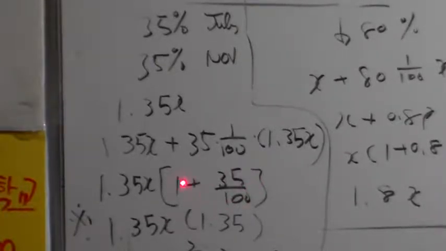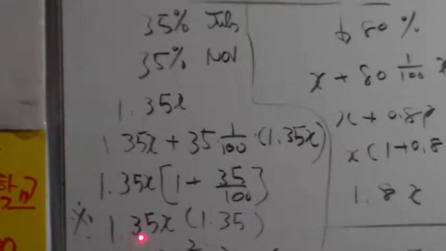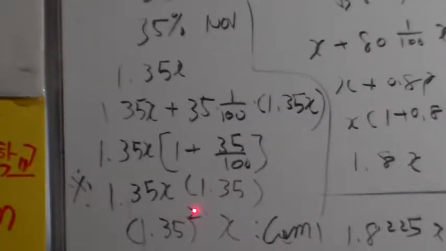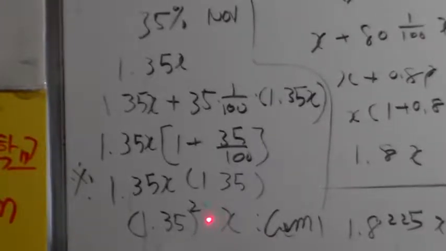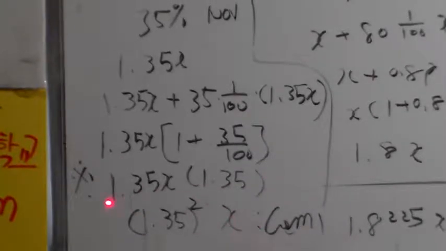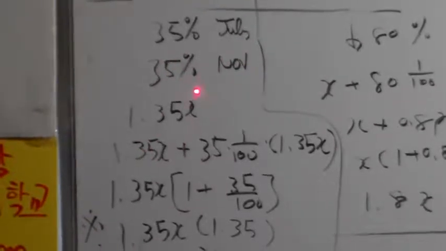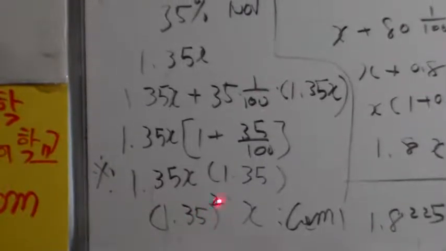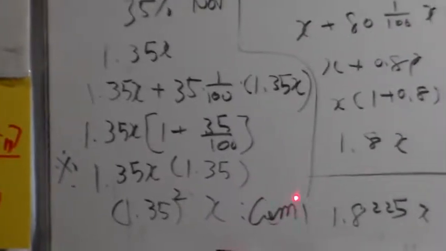Then this value is 1.35. So that means 1.35x times 1.35 again. So that's going to be 1.35 squared times x. So this calculation is 1.8225x. From here, second term, first term 35%, and next one is 35% again. That means simply 1.35 squared times x. This is compound interest.